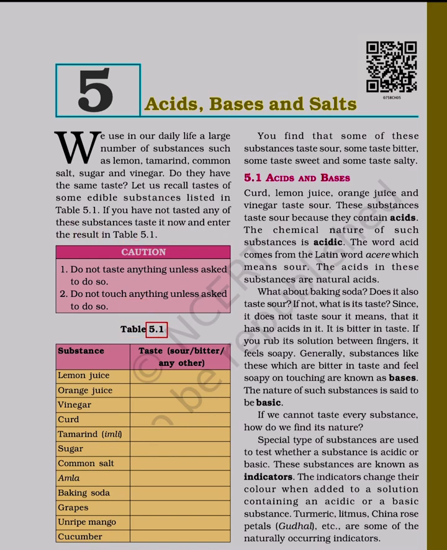Table 5.1. You find that some of these substances taste sour, some taste bitter, some taste sweet and some taste salty. 5.1 Acids and bases. Curd, lemon juice, orange juice and vinegar taste sour. These substances taste sour because they contain acids. The chemical nature of such substances is acidic. The word acid comes from the Latin word acere, which means sour. The acids in these substances are natural acids.